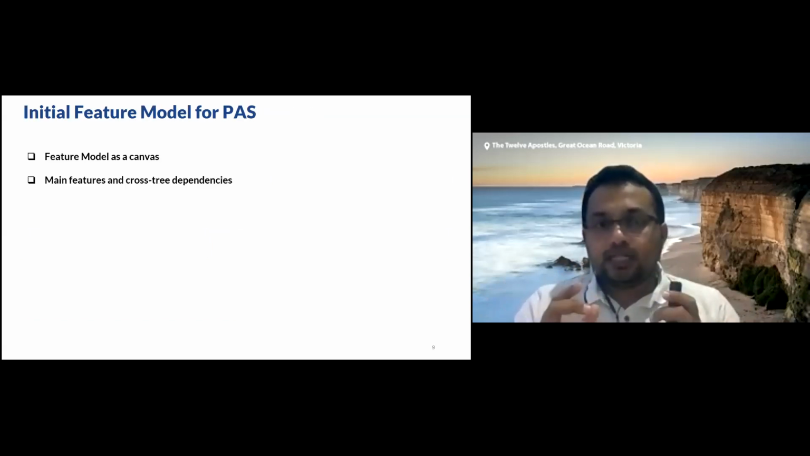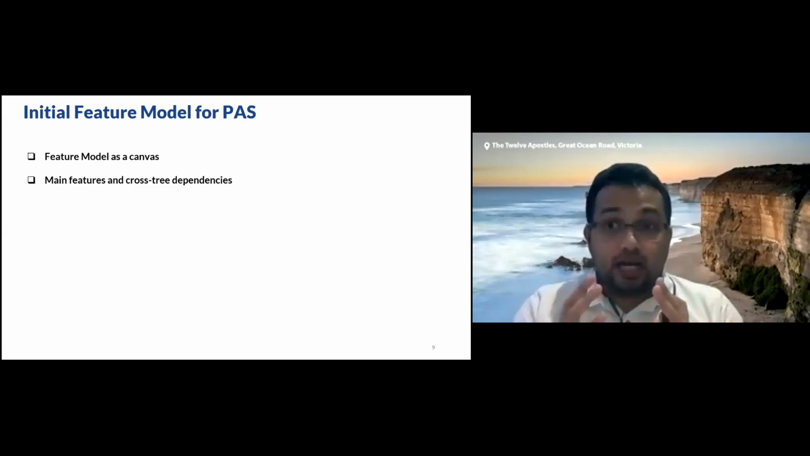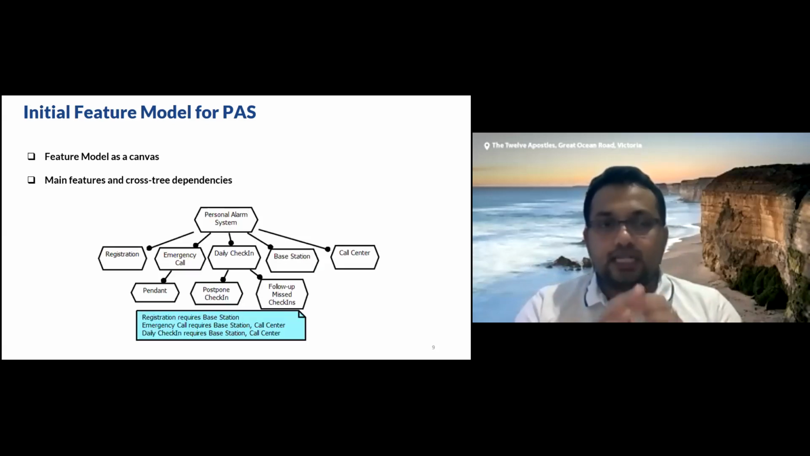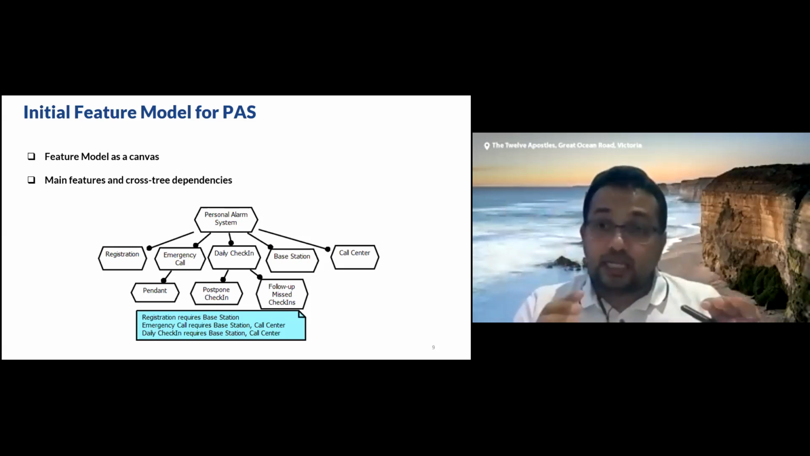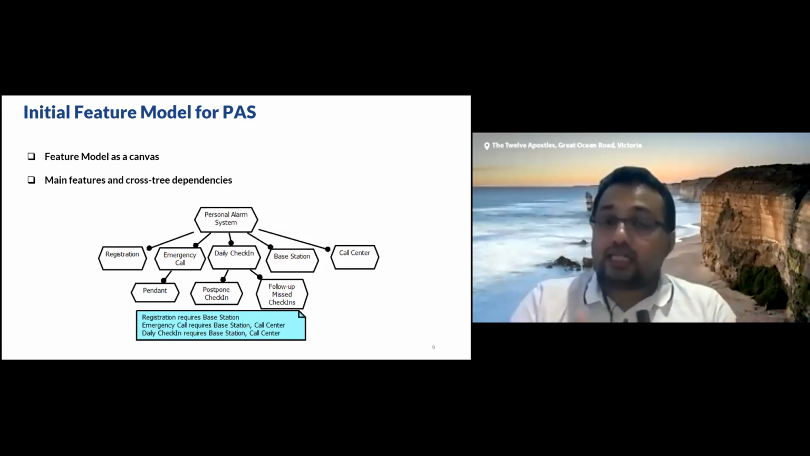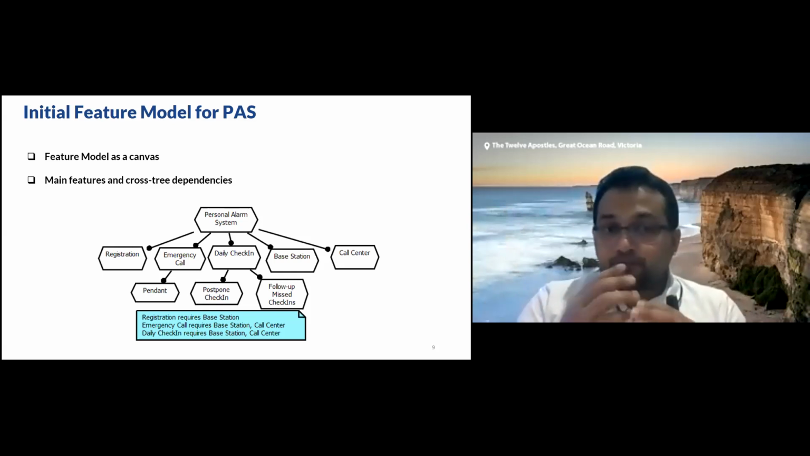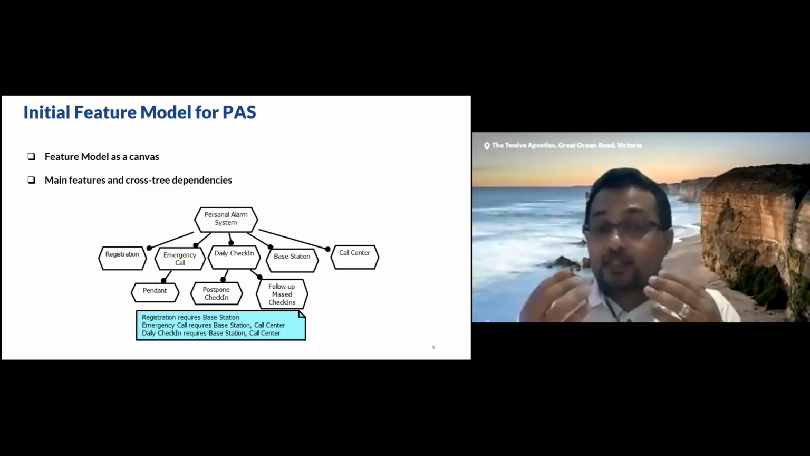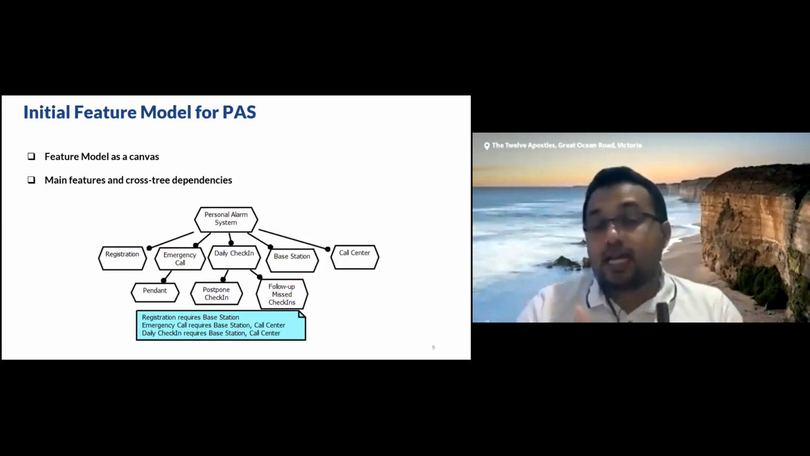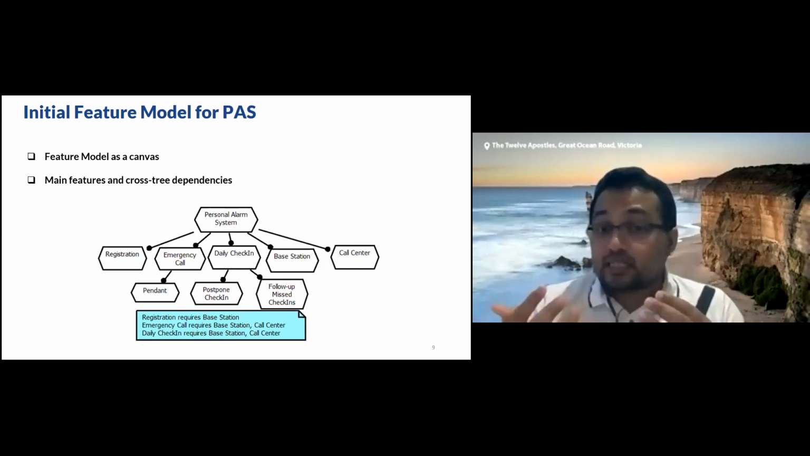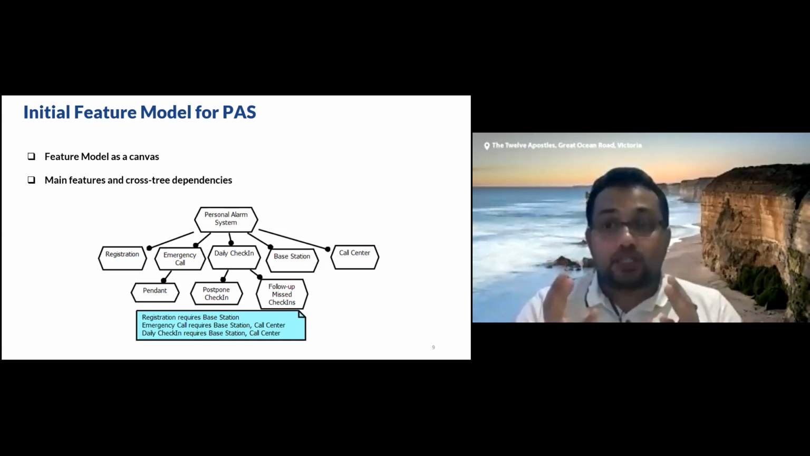The feature model, we used it as a canvas to discuss design choices. I will come to that part in a minute. If you see, this is the initial feature model for the PAS system. It has the main system, and we have the key features: registration, emergency call, and daily check-in. It requires a base station and a call center. The emergency call requires the pendant, and for daily check-in, you could think about two different features, like you could postpone the daily check-in if you are visiting children or something. And there are some follow-up missed check-ins, because let's say some patient missed checking in on a particular day, the call center calls back and sees whether the patient is okay or not. So this is the main initial feature model.